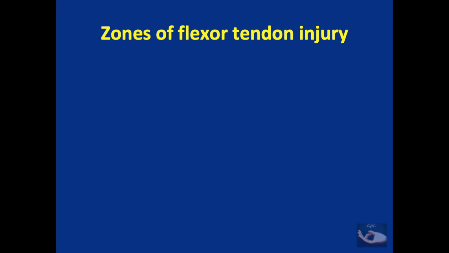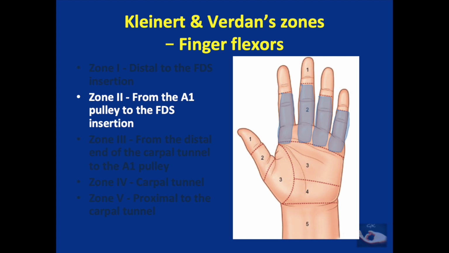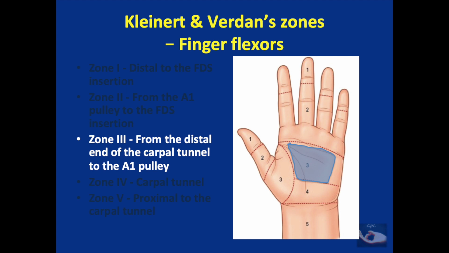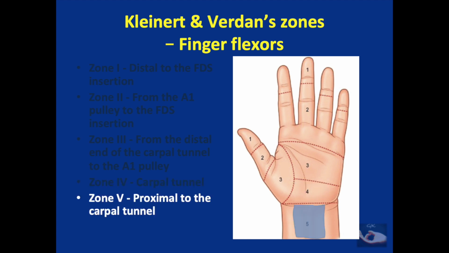Taking into account the anatomy of the flexor tendons, the zones of flexor tendon injury have been classified. According to Kleinert and Verdan, zone 1 is distal to the flexor digitorum superficialis insertion. Zone 2 is the area from the A1 pulley to the flexor digitorum superficialis insertion. Zone 3 extends from the distal end of the carpal tunnel to the beginning of the A1 pulley. Zone 4 represents injury to the tendons at the carpal tunnel level, and zone 5 represents tendon injury proximal to the carpal tunnel.